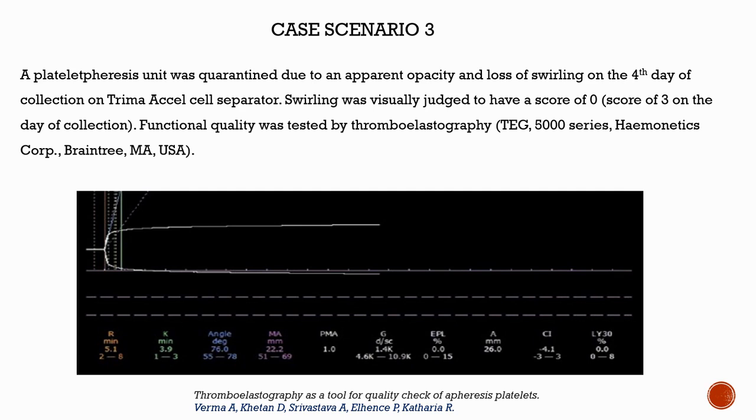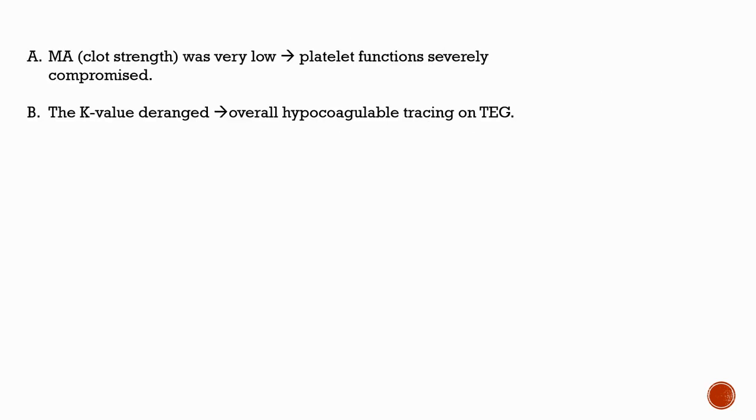And also, if we do not see the values and compare this TEG with a normal TEG, we can visually see that the MA is severely reduced and the K time is slightly prolonged. So in this case, the platelet function of that unit has been severely compromised and the K value has been deranged. So it denotes an overall hypocoagulable tracing on the TEG. So using TEG to assess the functional quality of a single donor platelet unit is a novel method.